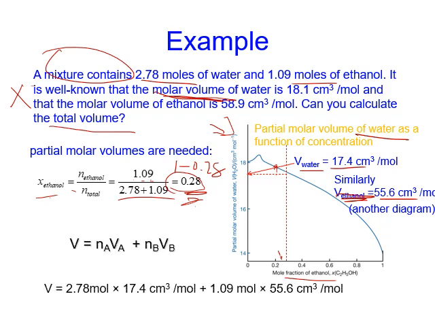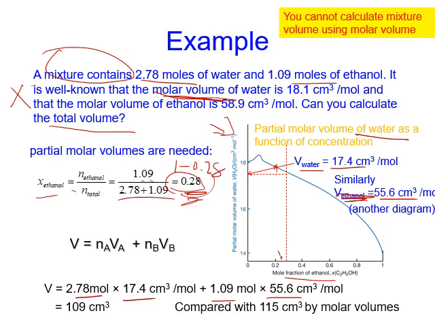Total volume is the number of moles of water times the partial molar volume of water, which is 17.4 at the concentration 0.28, plus 1.09 times 55.6, which is the partial molar volume of ethanol at this particular concentration. Add together, that gives you 109. That's the total, the volume of the mixture.